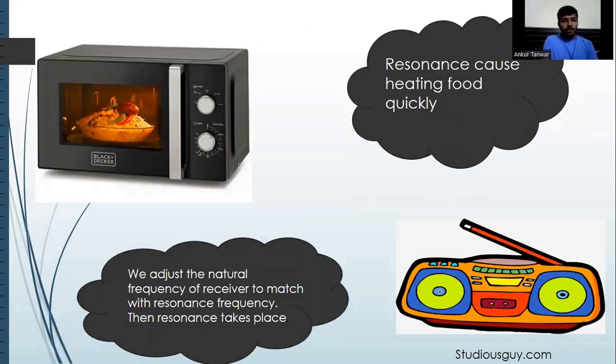In the third application, we find the oven. Resonance can cause quick heating because the atoms have their own natural frequency. When the frequency of the electromagnetic waves becomes equal to the natural frequency of the particles of food, resonance takes place and the heating happens quickly as heat is produced.